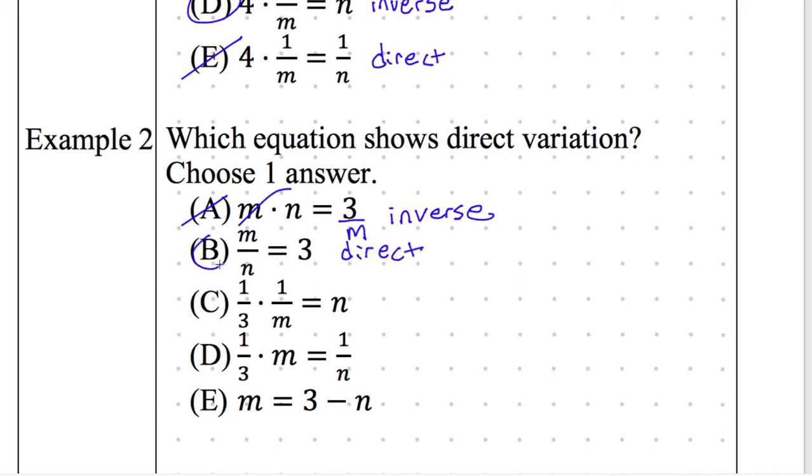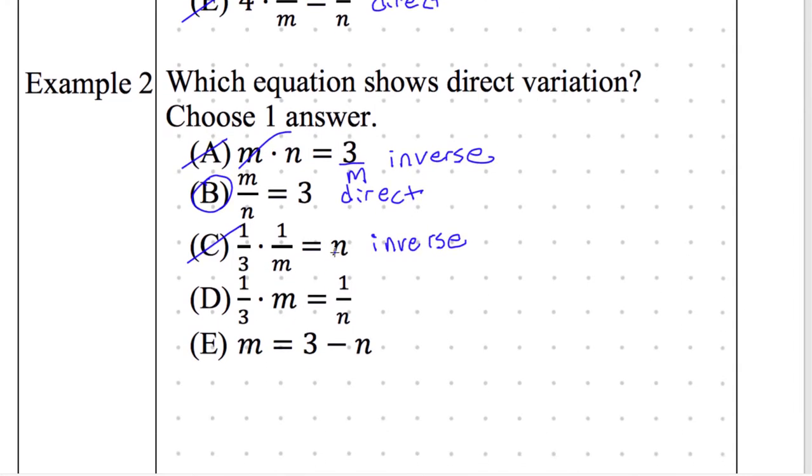Label all these, and then you can go. What is C called? Neither? Nope. It's inverse, because I have a variable in the denominator and one in the numerator. This one is also inverse. And the other one is neither. And this one is neither.